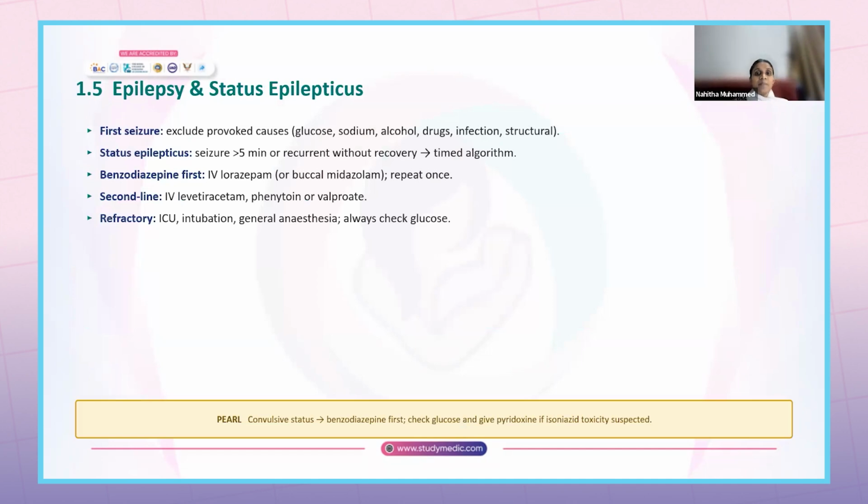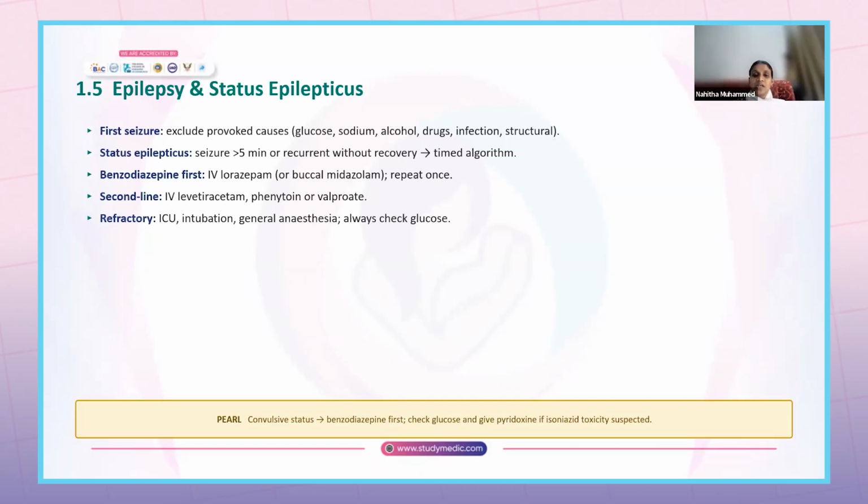This is epilepsy. First seizure, we have to exclude provoked causes like hypoglycemia, hyponatremia, alcohol intake, drugs, infections like malaria, and structural diseases causing the first seizure episodes. What is status epilepticus? That is any seizure lasting for more than 5 minutes or recurrent without any recovery. So the first treatment is always benzodiazepines. IV lorazepam or buccal midazolam is the first treatment.